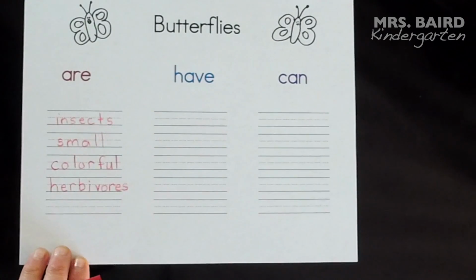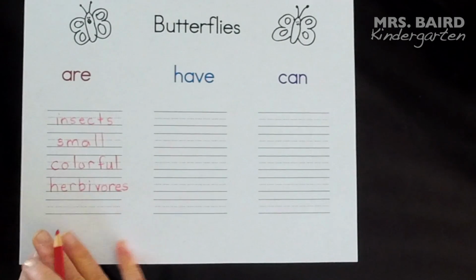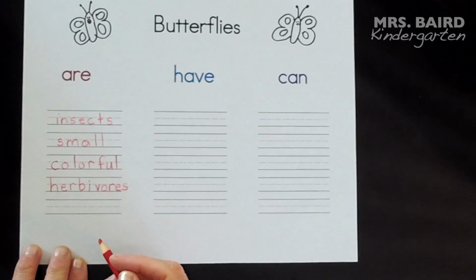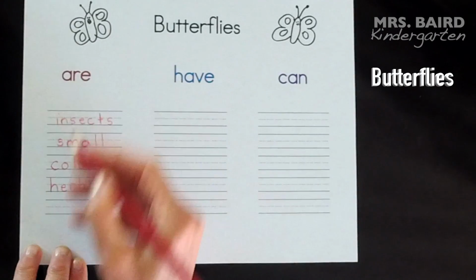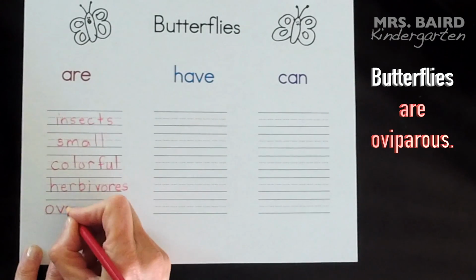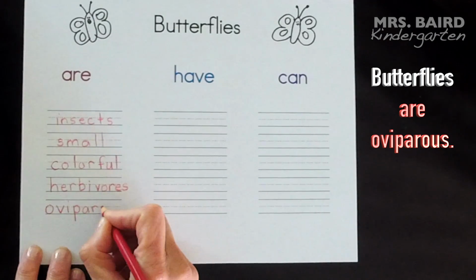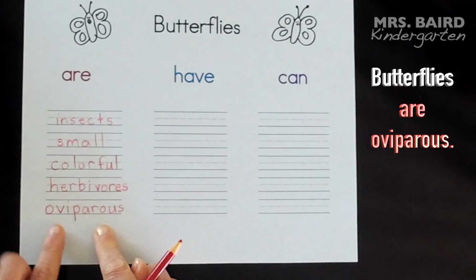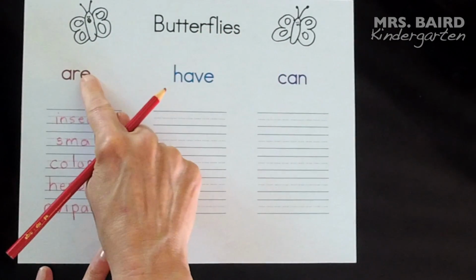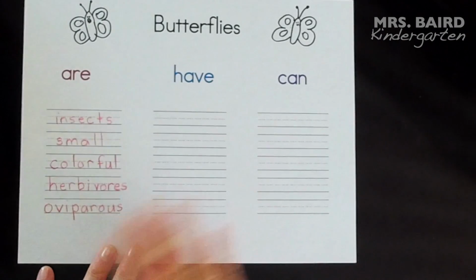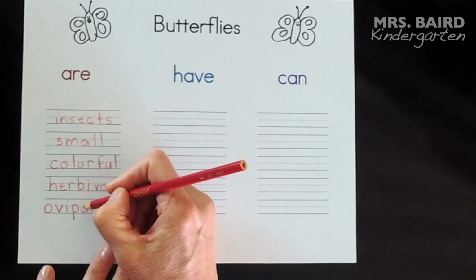Here's the next scientific word for what butterflies are. And if we were paying close attention in the video, you saw how butterflies lay eggs. Now, any animals that lay eggs are called oviparous animals. So butterflies are oviparous. And if you say, oh, Mrs. Baird, that is such a large word, it is oviparous. It just means they lay eggs. So those are the words I came up with for what butterflies are. When you go to do your writing, I'll show you that in just a moment. You just need to pick 1 or maybe 2 of something that butterflies are.